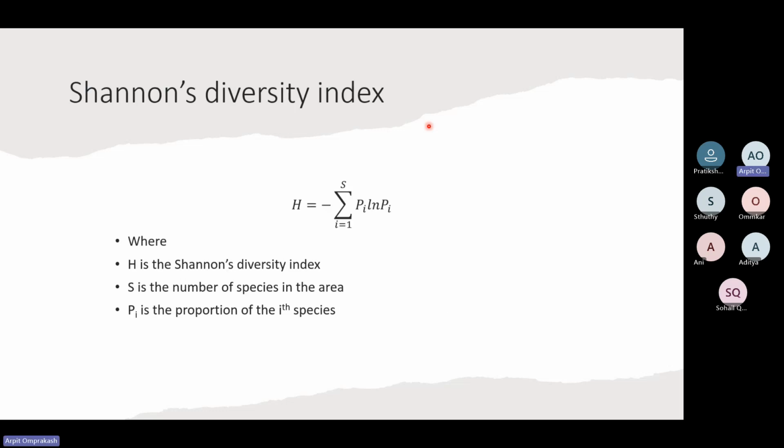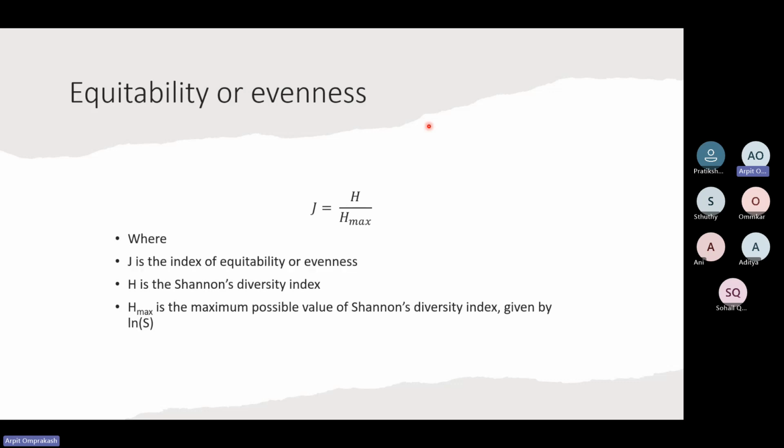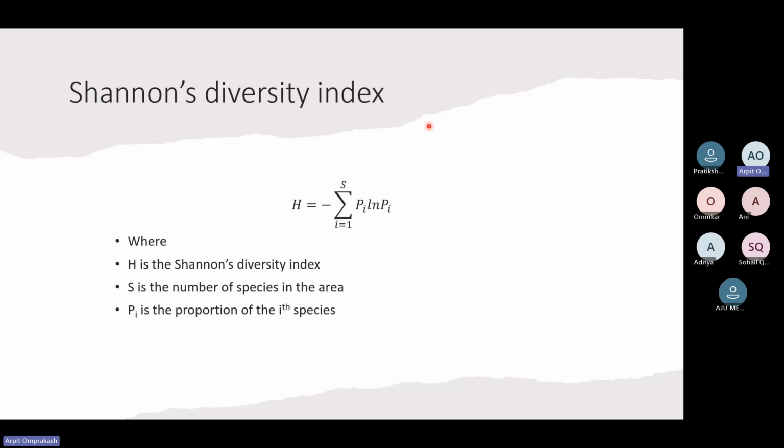Great. Next, we have Shannon's diversity index, which uses the proportion of the ith species and the log proportion of the ith species to calculate an index, which gives you the diversity value of a given area. This also can be converted into the equitability index by dividing it by the maximum value. The maximum possible value of Shannon's index is given by log S, where S is the number of species in the area.